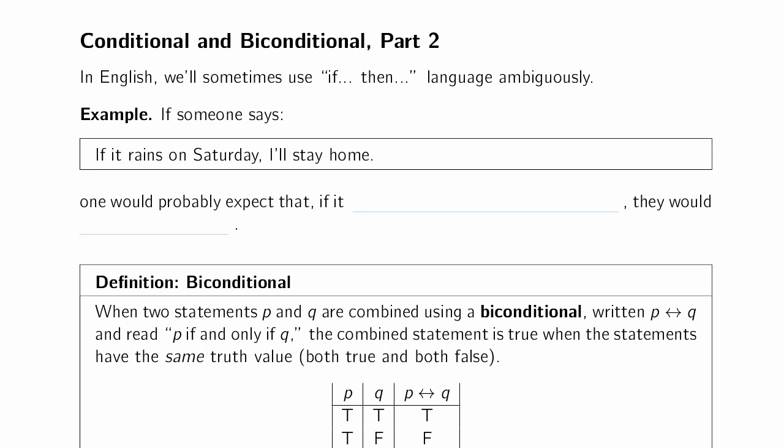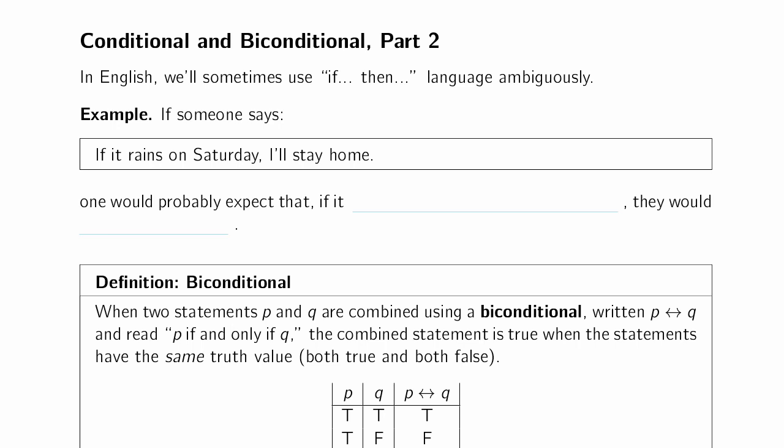Now, that truth table definition of if-then might feel really weird to you. And that's because in English, we use that if-then language ambiguously. A lot of what's weird in logic is because natural language is ambiguous. And when we go to study logic, we want to nail it down and give it just one meaning. So how is if-then ambiguous?